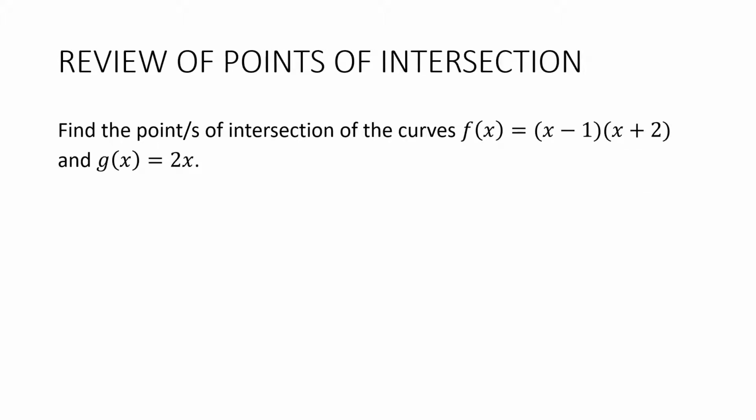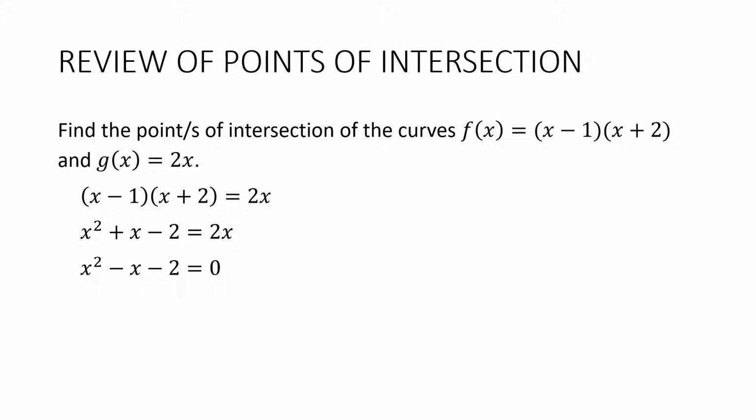Okay, one more bit of revision before we move on to transformations. Find the points of intersection of the curves f of x equals (x minus 1)(x plus 2) and g of x equals 2x. So to find the points of intersection algebraically, we put those two curves equal to one another. Then I'm going to expand and simplify the left-hand side, take our 2x over the other side, factorise and solve. Solutions are 2 and -1.